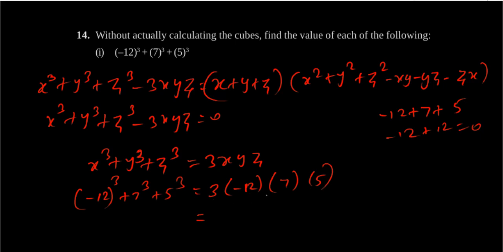So, instead of calculating this cube, we need to multiply all these. So, if you multiply, 12 5s are 60. 60 times 3 is 180. 180 times 7. We have to multiply by 7. 8 7s are 56, 12. So, 1260. One negative sign is there. So, minus 1260 is our answer.